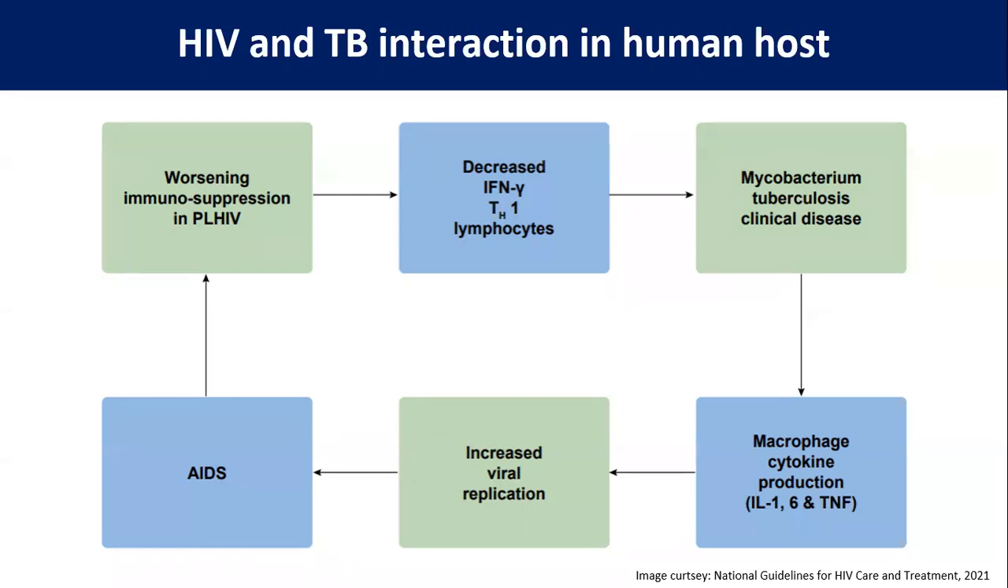So to stop the cycle, we need to start either treatment of AIDS or treatment of tuberculosis. But if we start treatment of HIV first, then there is a chance of IRIS, and the patient may die of a severe form of tuberculosis. So our idea is to start treating tuberculosis first, so that there is no chance of IRIS.